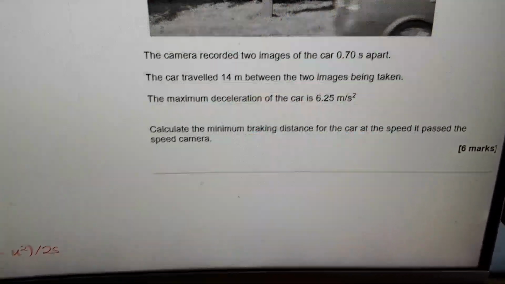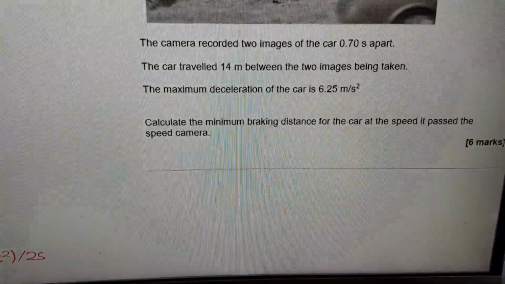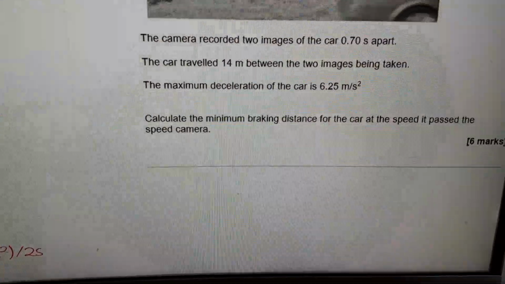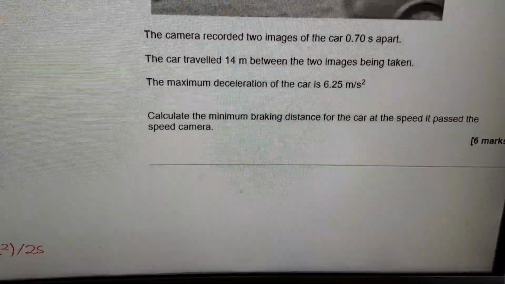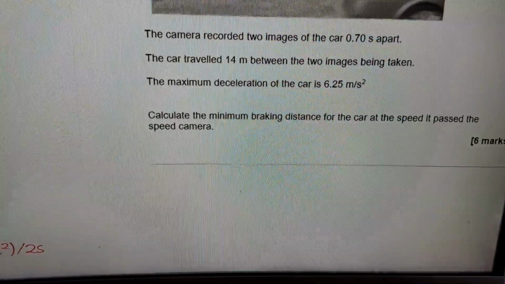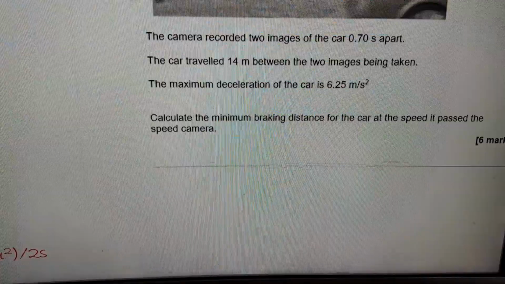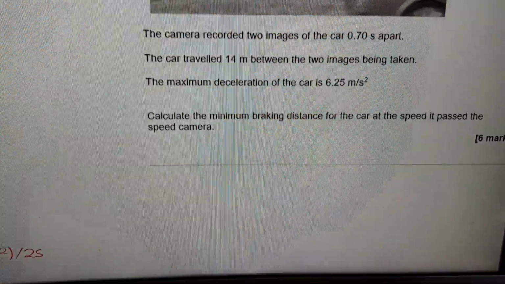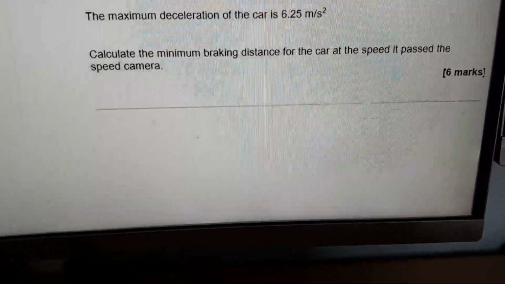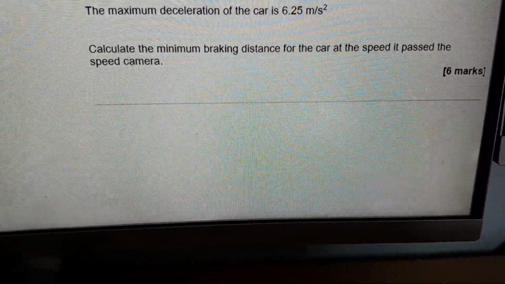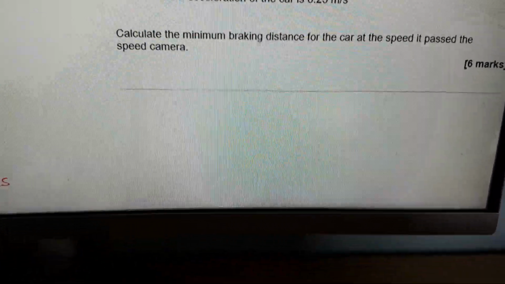Calculate the minimum braking distance for the car at the speed it passed the speed camera. It's another 6 marker. So the first thing we're going to have to do is calculate the speed the car's going at, the average speed. So that's 14 metres, 0.7 seconds. Speed is metres per second, so 14 divided by 0.7. So that's the first sum I'm going to do. And then I need to figure out the minimum braking distance, not stopping distance. We're not having to include thinking time, just braking distance. So here we go. Here comes the answer.